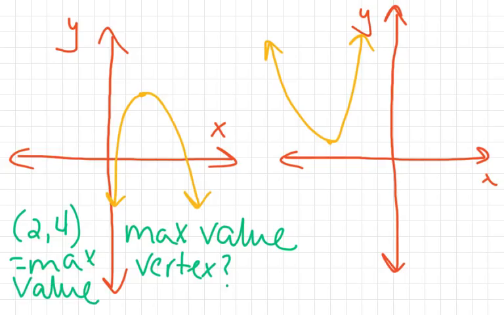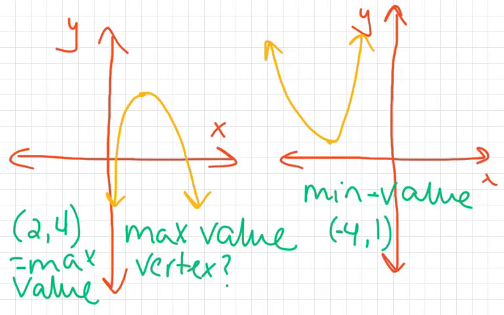Okay, let's go over to this graph. I'm sure you can guess we have a minimum here, and all we need to do is find what our vertex is. That'll give us our minimum value. We go over 1, 2, 3, 4. I'll put min value. And we go over 4, to the negative 4 and up 1. That is my min value.